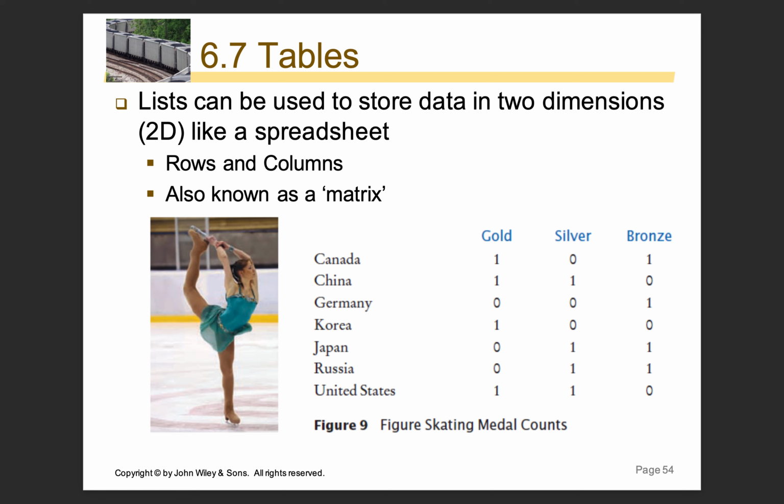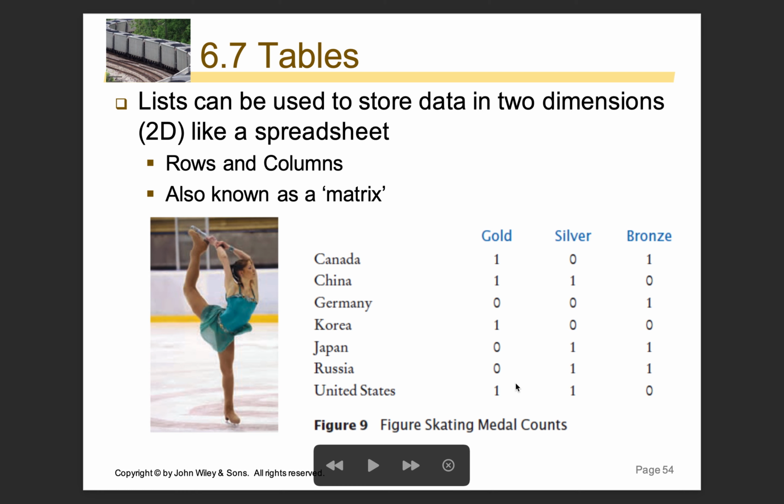Moving on from tuples, sometimes we want to store things in tables, kind of like a spreadsheet, in 2 dimensions. We want some rows and we want some columns. This is sometimes known as a matrix. That has a meaning in maths. For computer science, or at least this course, we're going to be thinking of them as rows and columns.